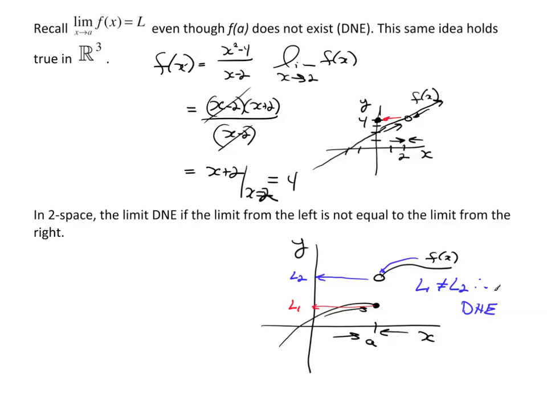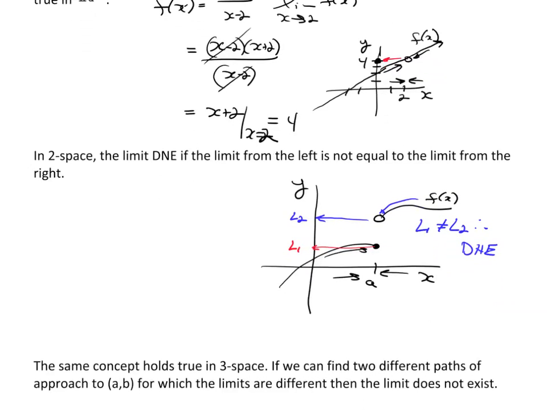Now, I realize that I really didn't tell you anything that you didn't already know. This is basic stuff from way back in Calculus 1. But the point here is that the exact same idea holds true for 3 space. Now, in 2 space, if I approach a from 2 directions, which I need to check, and one of those directions comes to a different limiting value, then the limit doesn't exist.